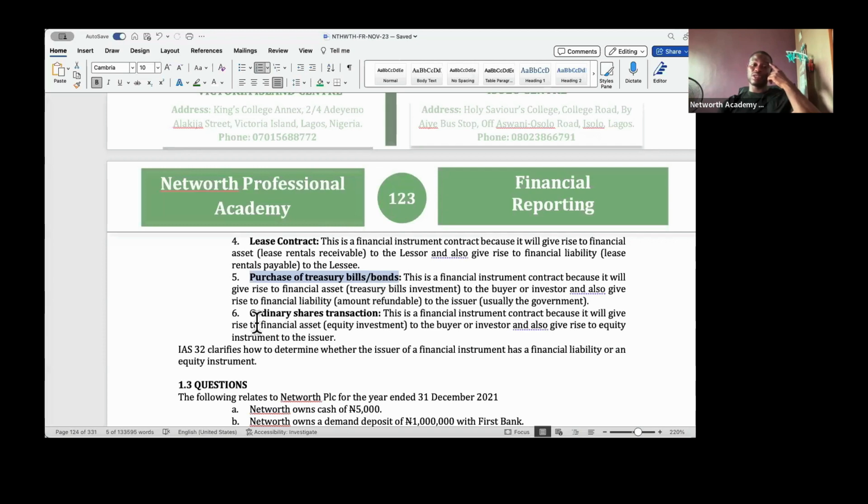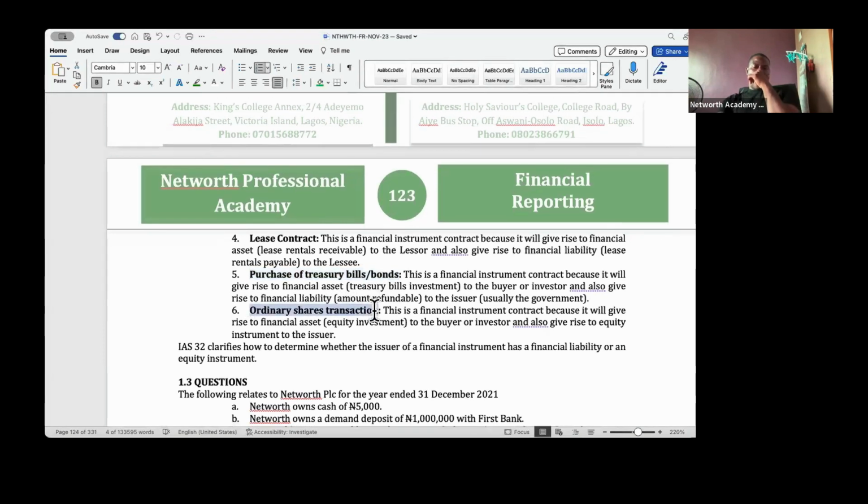And the final example is ordinary share transaction. This is also a financial instrument contract because the issuer of the shares, in his books, would have equity. He would have share capital. I mean, the person that wants people to come and invest in his business is the issuer of the shares. He has issued out shares: come and buy my shares, be part owner of my company. So when people give him money, that's a share capital or equity.